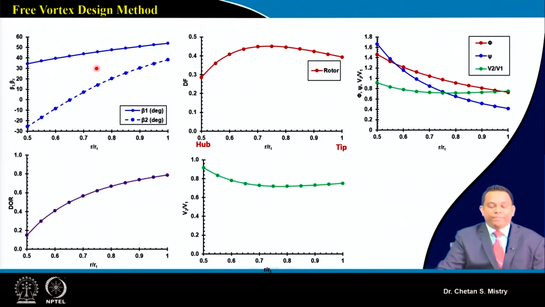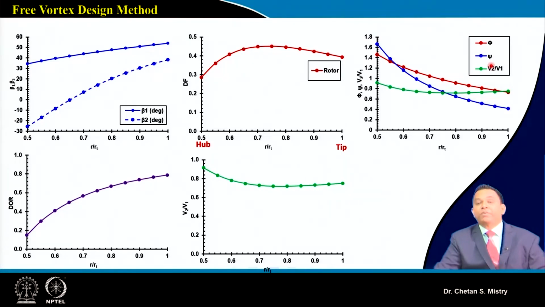Now this is representing the variation of my diffusion factor for the rotor. My diffusion factor is maximum nearly at the mid station, and on both sides it is lower in magnitude. But at the same time, looking at the degree of reaction, I have higher thermodynamic loading near my tip region. And if we look at the de Haller number, or my relative velocity ratio, it is coming in the range we are looking for.